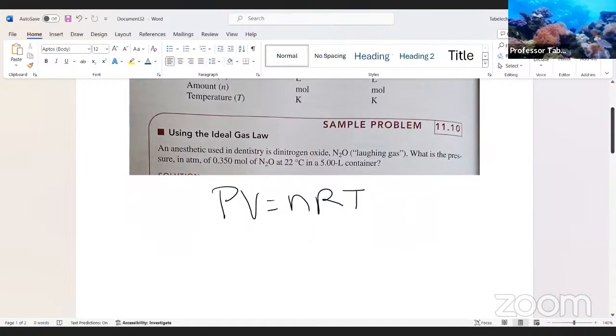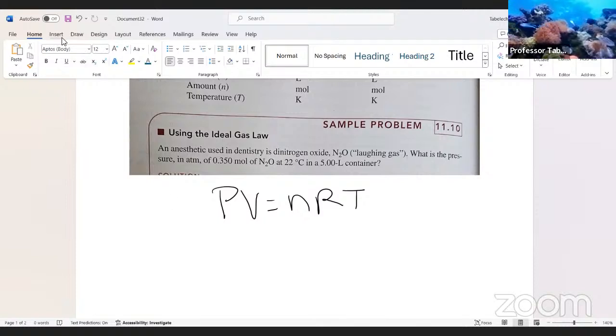But an anesthetic used in dentistry, of course, is dinitrogen oxide. Now, again, if your teachers did not give you the formula N2O, you'd be in trouble, because you would need to know that in order to solve the problem. They want to know what is the pressure in ATM of 0.350 moles of N2O at 22 degrees Celsius in a 5.00 liter container.